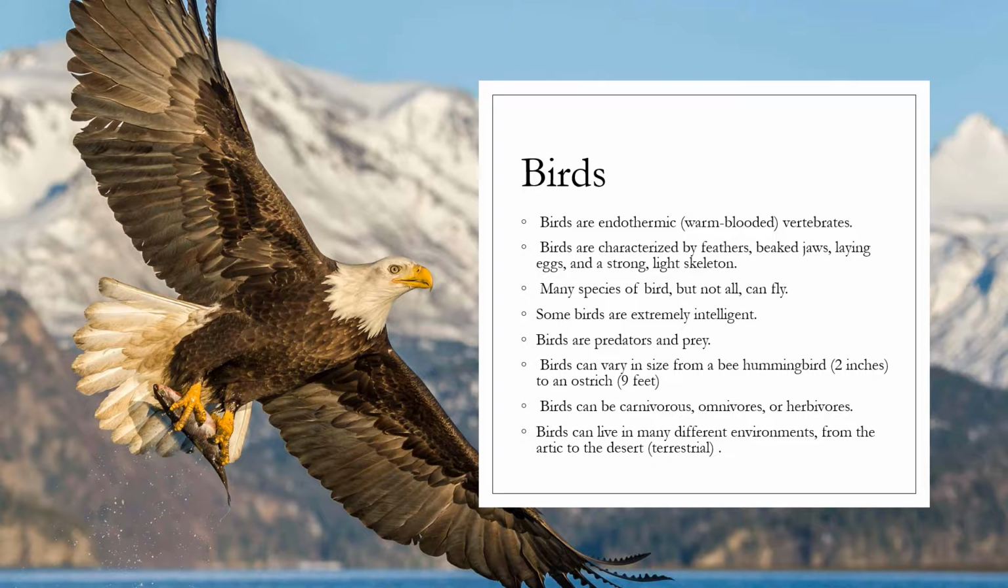Birds can vary in size from a bee hummingbird, which is 2 inches long, to an ostrich, which is 9 feet tall. Birds can be carnivores, meaning they eat only meat, omnivores, meaning they eat plants, berries, and meat, or herbivores, which means they eat only plants and berries. Birds can live in many different environments, from the Arctic, think penguins, or the desert, think vultures.